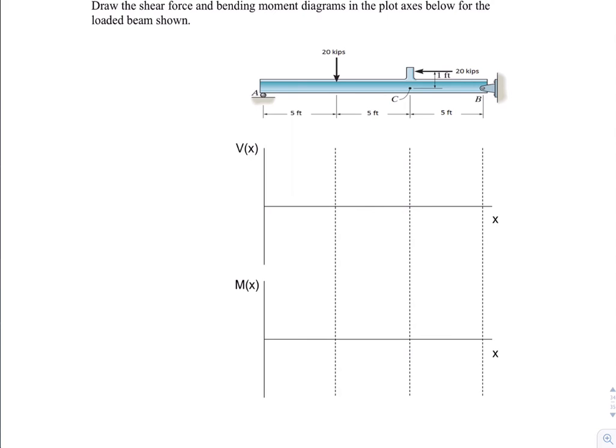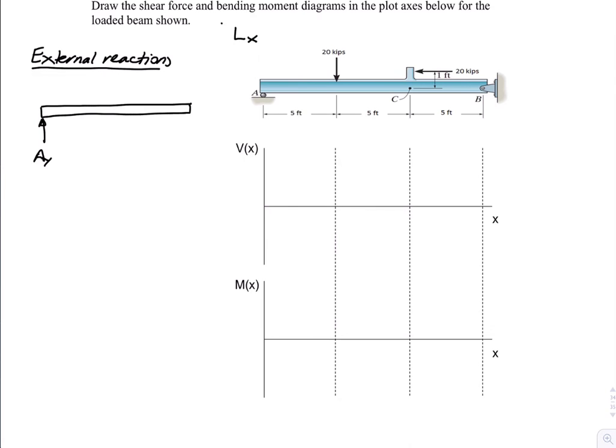So we're going to do the same thing we've done for all other problems. We're going to look for our external reactions first. So our external reactions, we're going to get that from equilibrium. The reactions we have over here on the left side is AY. I should say right from the word go that X is going to be positive to the right and Y is up. So the roller just has a Y component of support. B has both a Y and an X, like this.